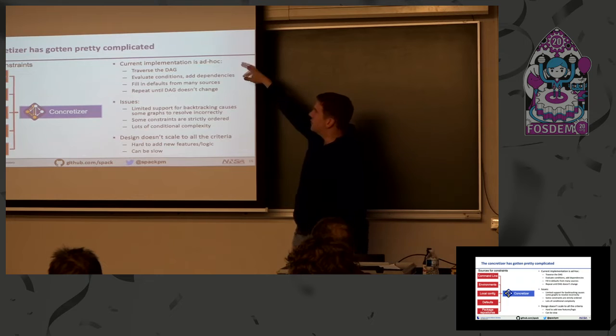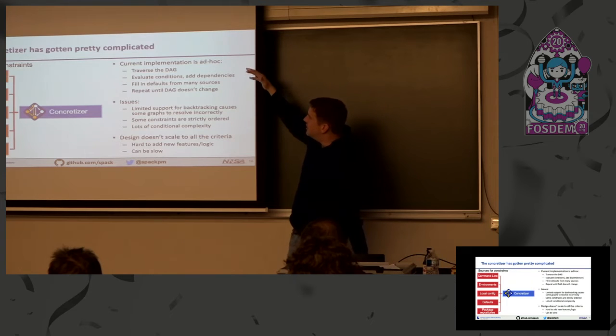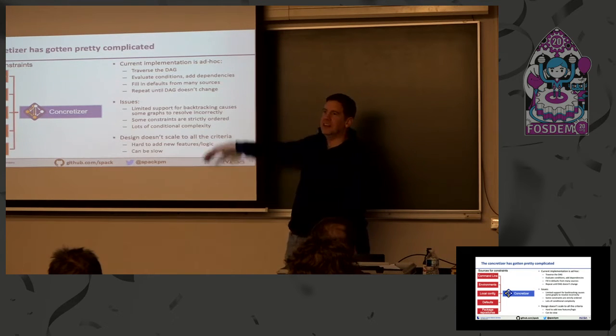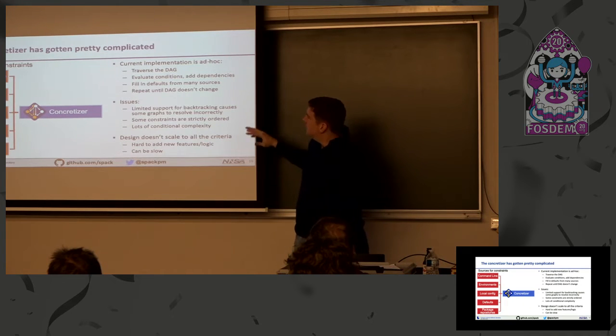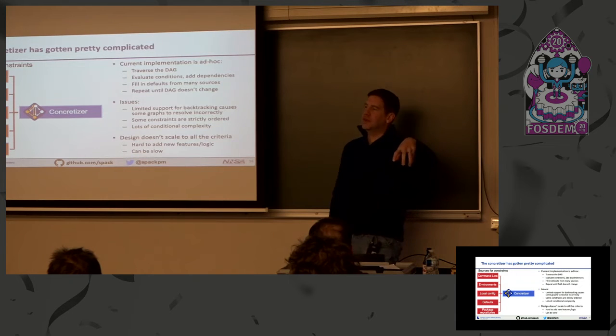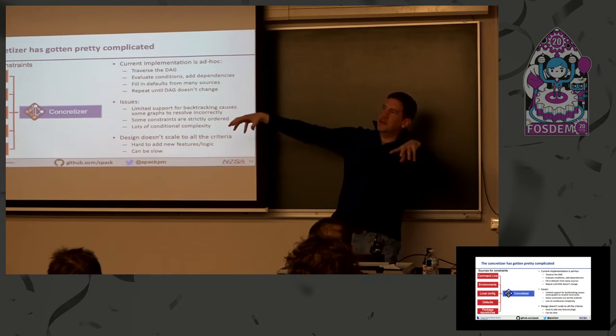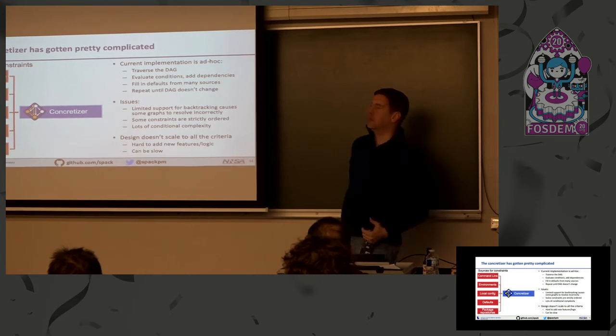And we traverse the DAG repeatedly. We evaluate conditions, add dependencies, and we repeat this until the DAG doesn't change. So it's kind of a fixed point algorithm in the current version. And the issue with this is that there's limited support for backtracking. It's pretty greedy. You can sort of decide the version of something over here and then discover a conflict over here and not have them resolved properly.